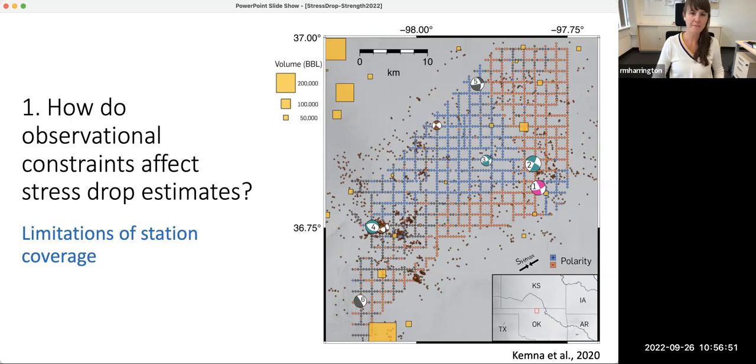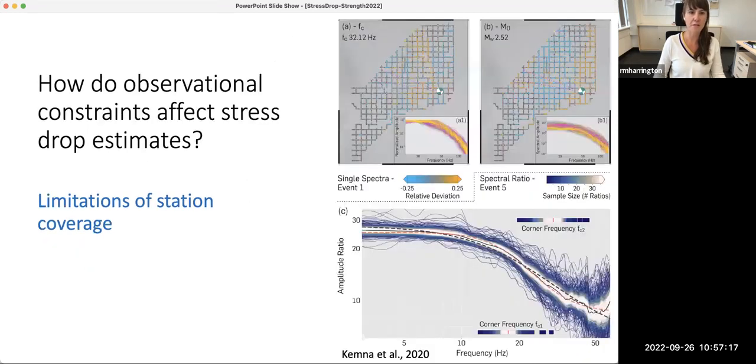But what we wanted to do was estimate stress drops for these events and explore how, by considering different combinations of stations, our stress drop estimates change if we were to not have 1,800 stations available to us, but let's say anywhere between 5 and 50 stations available to us. So this is for a particular event. We looked at different events and at our corner frequency estimates and our seismic moment estimates.